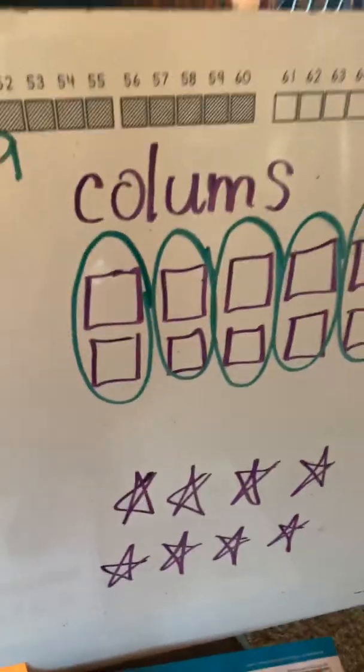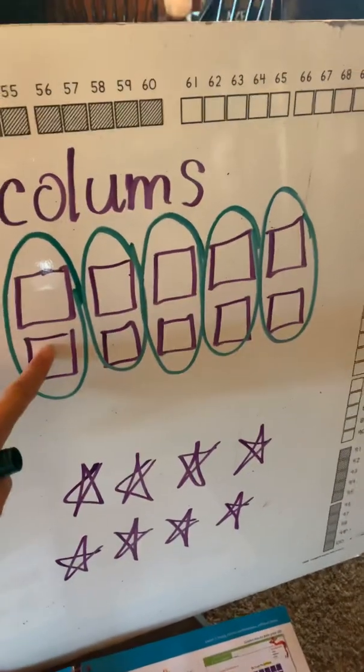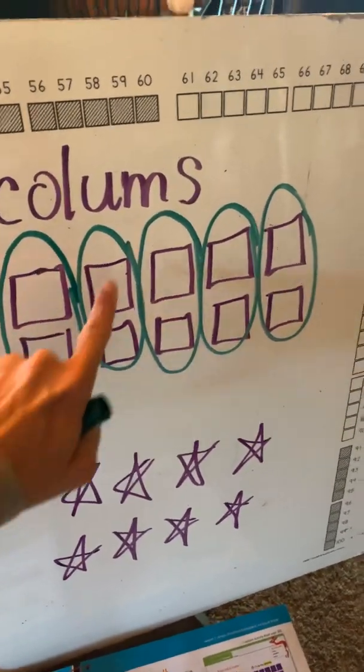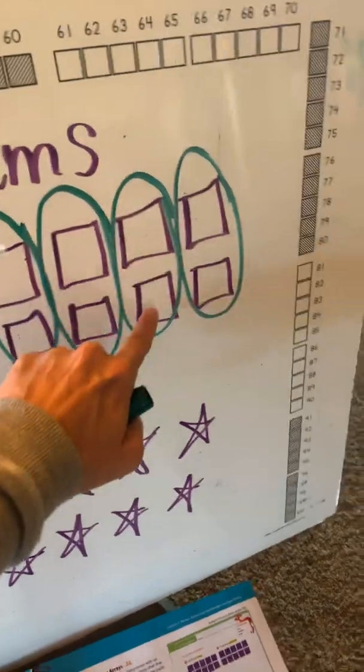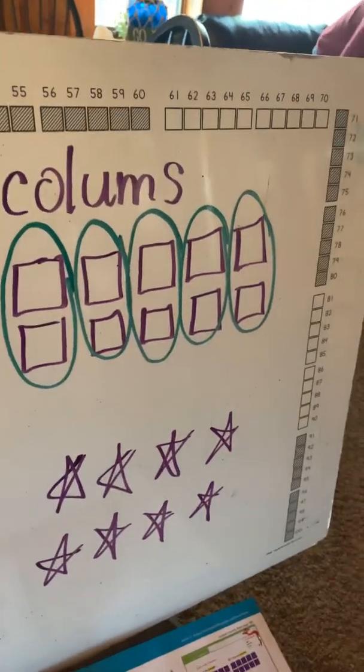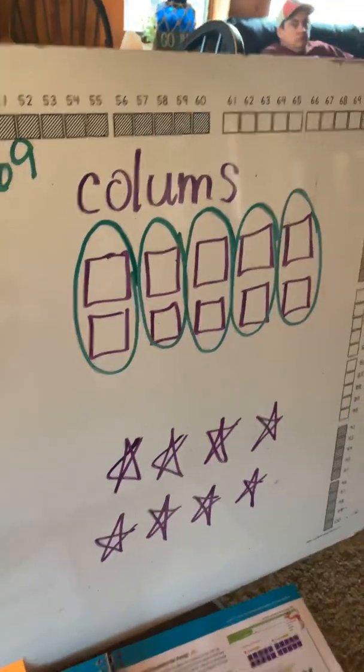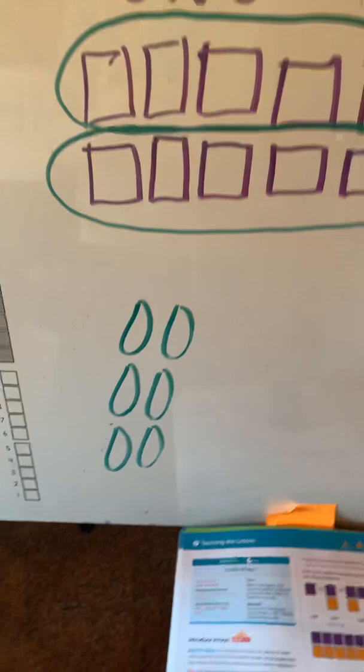And this time we count by 2s. We see 2 in every column. 2, 4, 6, 8, 10. We get to 10 either by adding 5 plus 5 or 2 plus 2 plus 2 plus 2 plus 2. It's called skip counting.